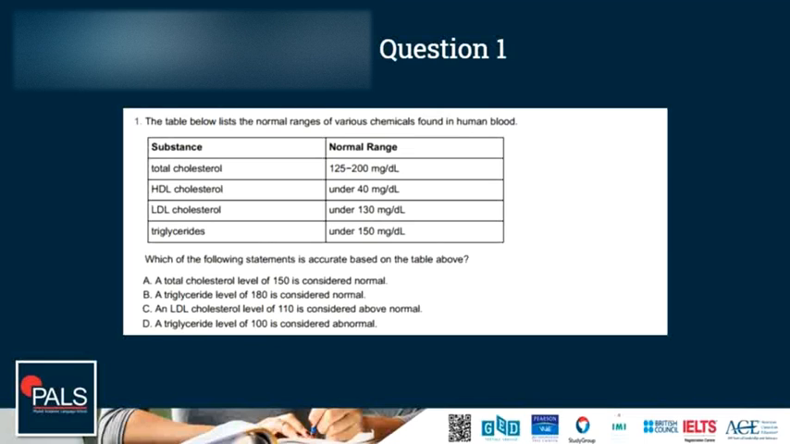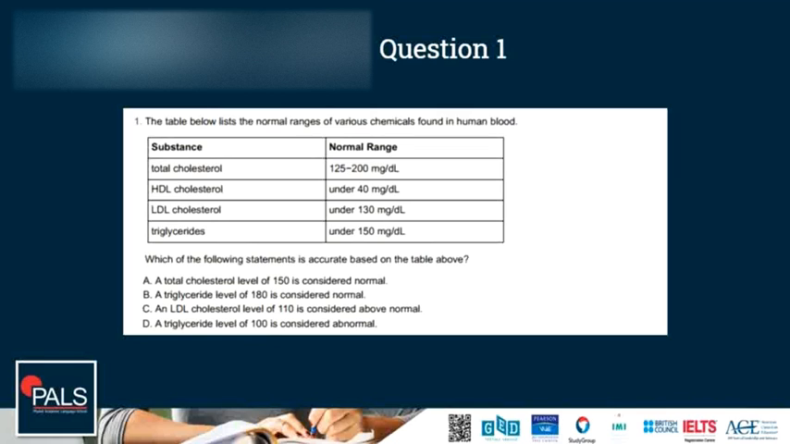So let's have a look at the 4 answers. A: A total cholesterol level of 150 is considered normal. B: A triglyceride level of 180 is considered normal. C: An LDL cholesterol level of 110 is considered above normal. D: A triglyceride level of 100 is considered abnormal. So the correct answer here, this question shouldn't be too difficult, is A.